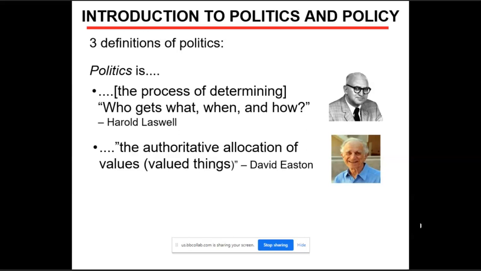So yeah, Easton and Laswell are really essentially saying the same thing. Now, I want to come back and talk a little bit about what Easton means by authoritative and what he means by allocation. Well, allocation, let's deal with allocation very quickly, okay? Allocation corresponds to what part of Laswell's definition? Which part of Laswell's definition? To allocate something means to do what? To determine who gets it, right? So they really are saying exactly the same thing, aren't they?